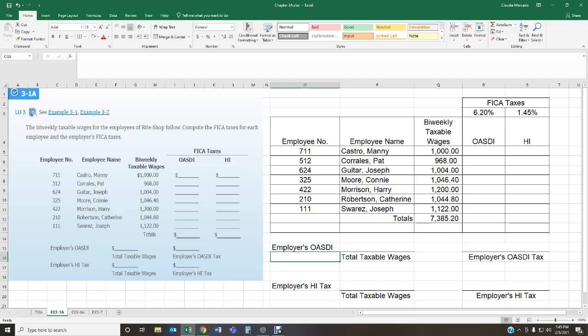Now OASDI, I said it was 6.2%. I went ahead and included the 6.2% on the top. That way I know that my OASDI tax is 6.2%. So these are my tax rates right there. And then my HI is 1.45%. So now the calculation to calculate the OASDI and the HI tax is very easy.